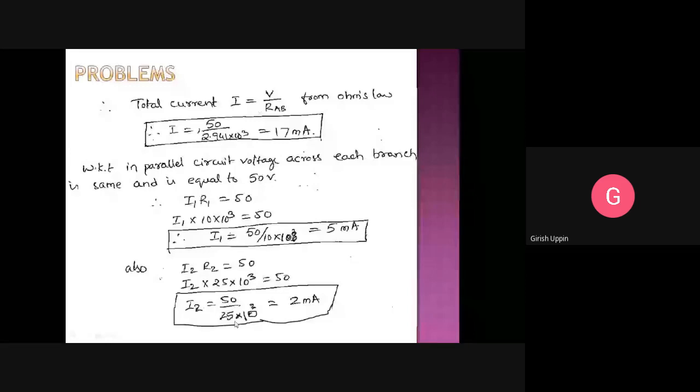Once you have these two values, we know I is equal to I1 plus I2 plus I3. Therefore, I3 is equal to I minus I1 minus I2. That is 17 minus 5 minus 2, that is 10 milliamperes.